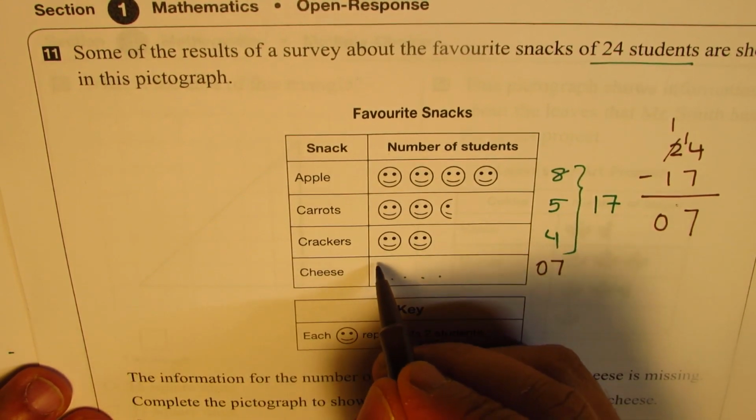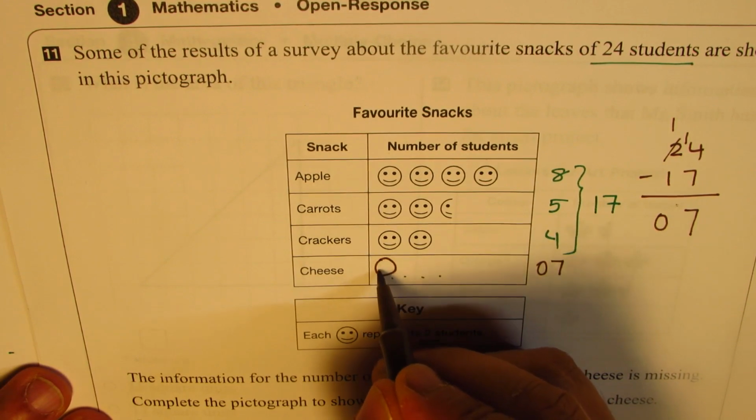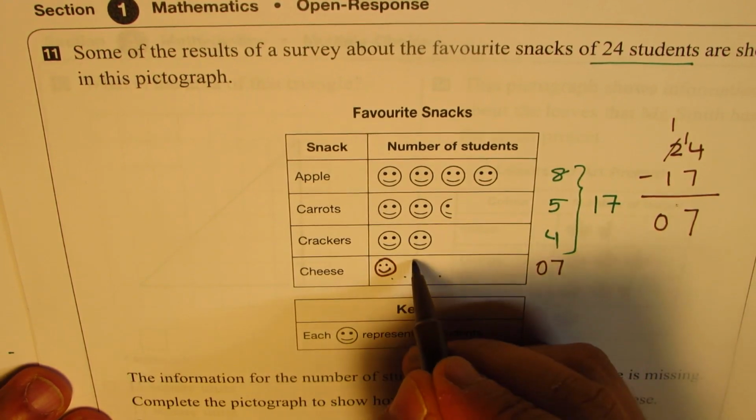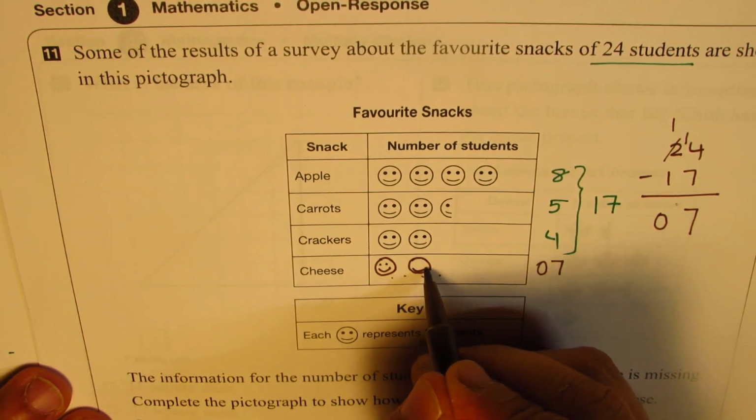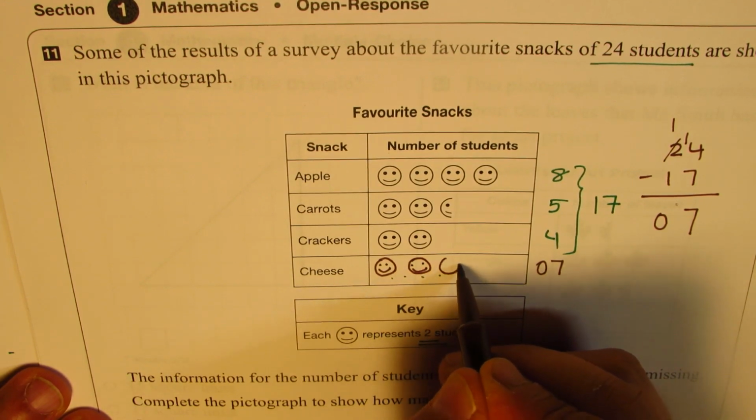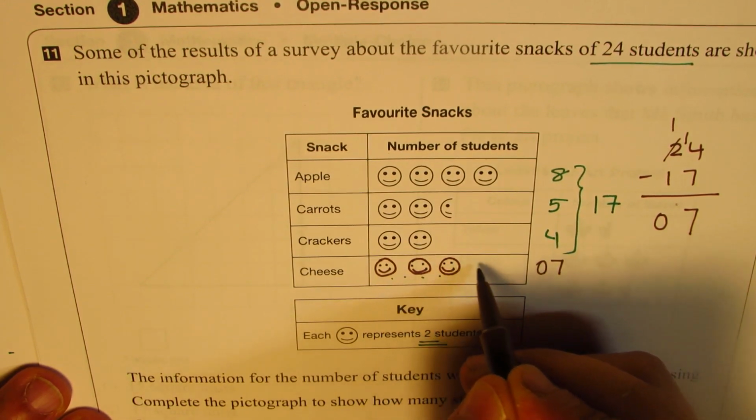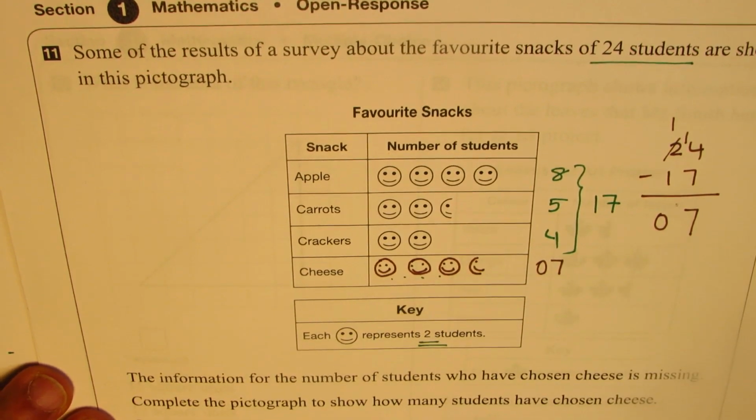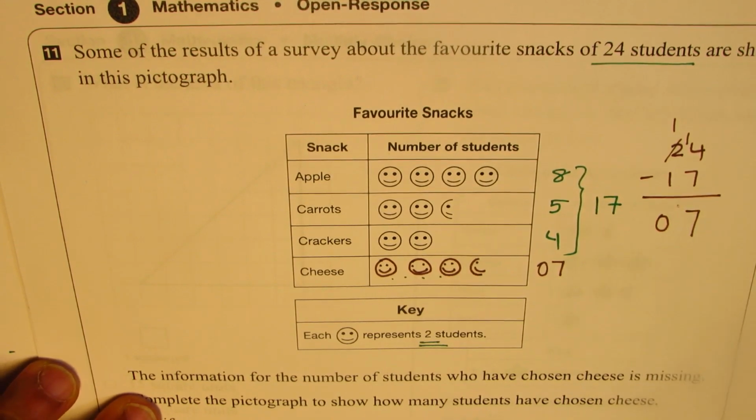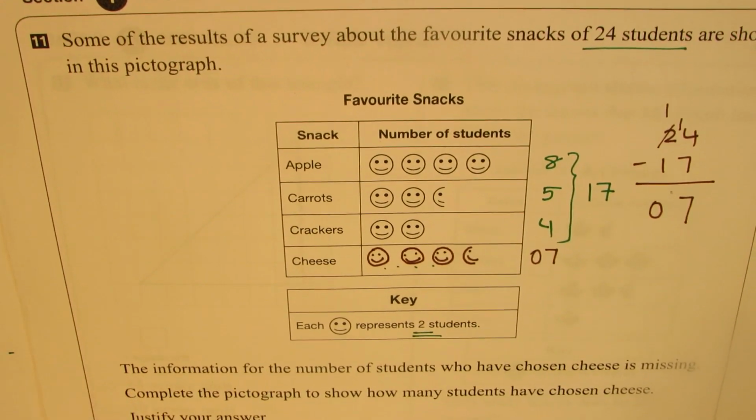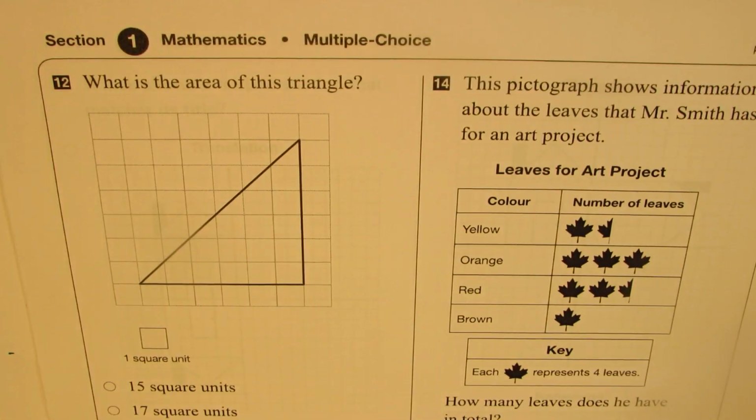7 means we have to draw how many smiley faces? We have to draw 3 and a half smiley faces, which will give us 6 and 1/2, right? So is that clear to you? So that is how we could complete the pictograph. Perfect. So let's move on and take the next question.